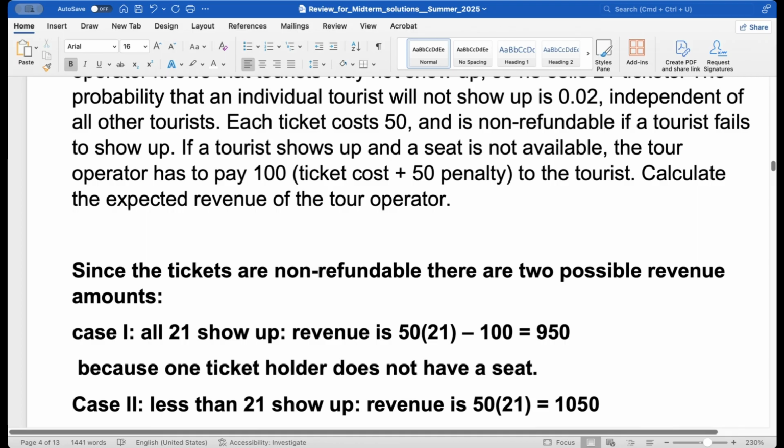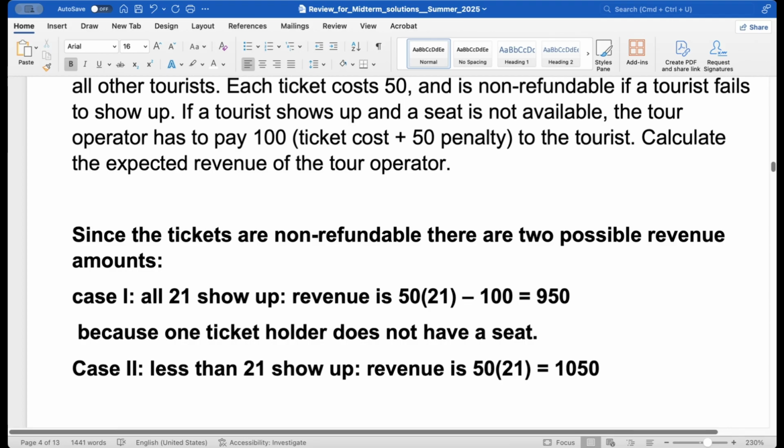Now, if less than 21 people show up, you get to keep all the money because you don't have to return the ticket and the penalty for someone that doesn't have a seat. If less than 21 people show up, everyone gets a seat and there are no problems, so you keep the full $1050. So the question is, what's the probability of this happening? What's the probability that everyone shows up? What's the probability that at least one person doesn't show up?